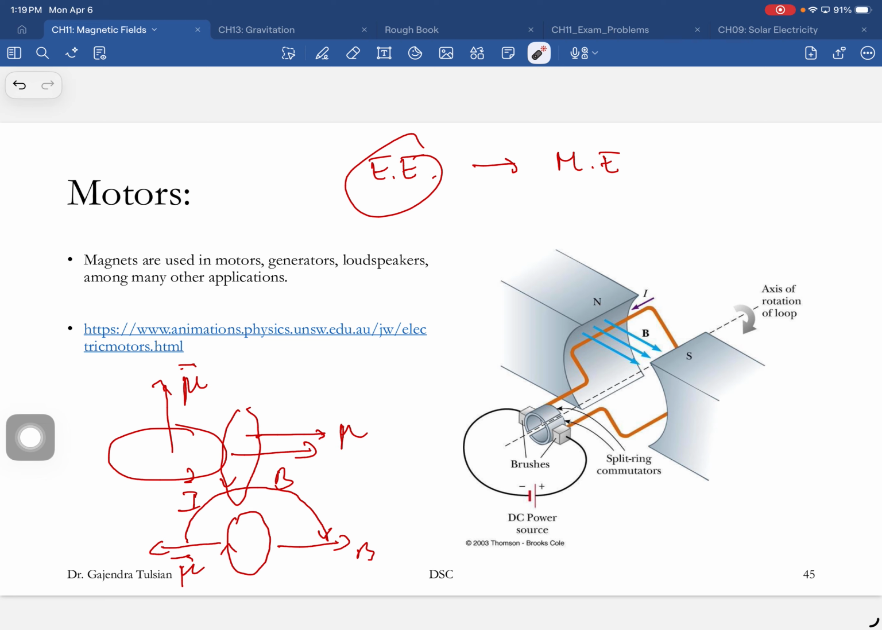Okay, so the torque on a current carrying loop converts the electrical energy to mechanical energy. So this configuration is a DC motor, and then depending on how the wires are connected to the outer wall, you can have an AC motor as well.